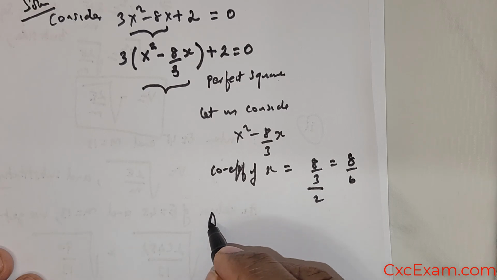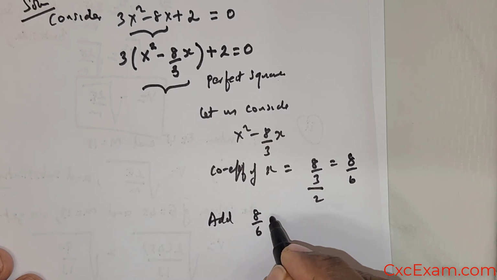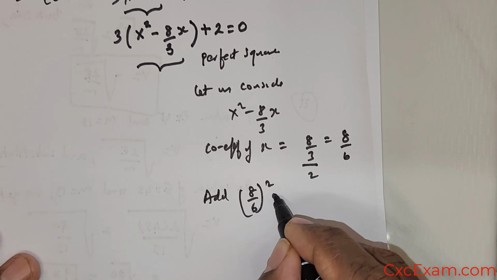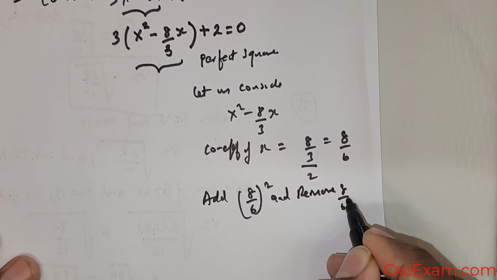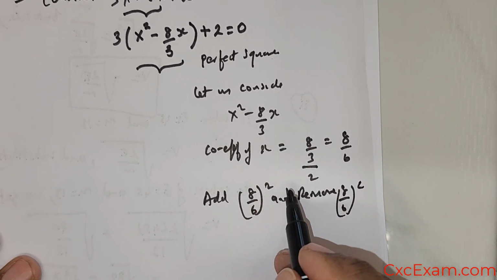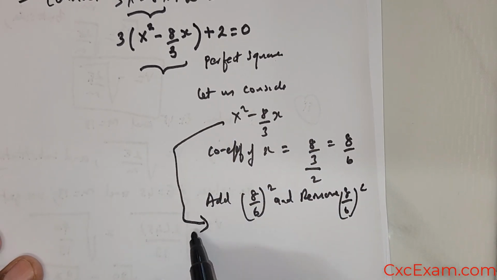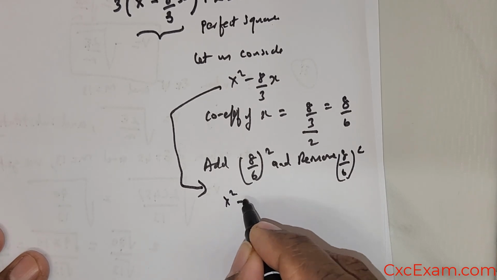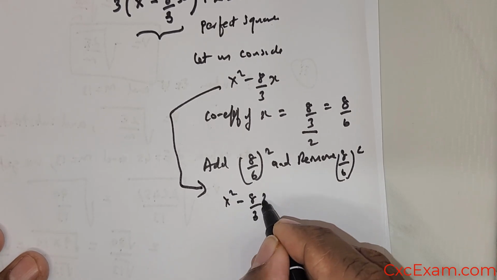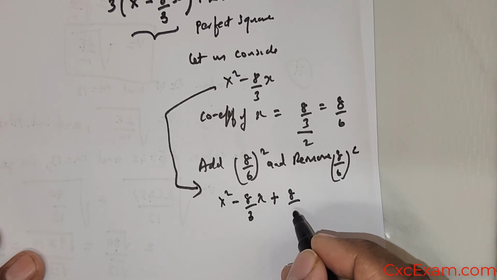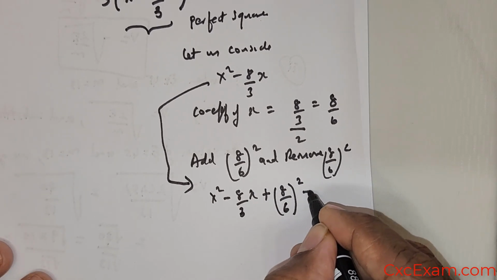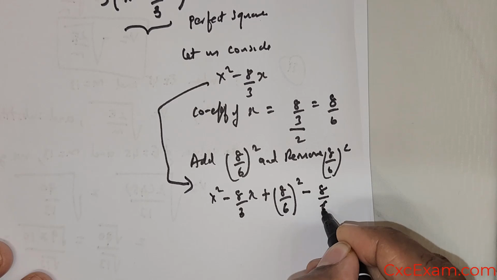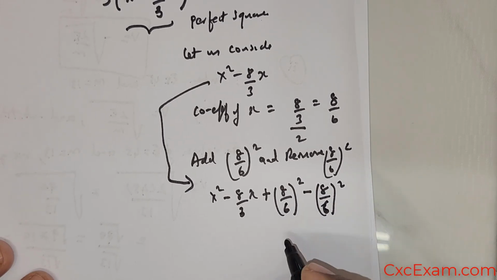Now what you do is you add 8 over 6 squared and you remove 8 over 6 squared to this. So let me write that here. x squared minus 8 over 3 times x. I'm adding 8 over 6 squared and I am removing 8 over 6 squared.